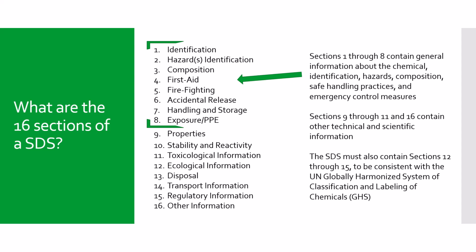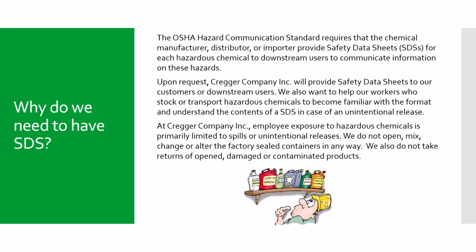Why do we need to have safety data sheets? The OSHA Hazard Communication Standard requires that the chemical manufacturer, distributor, or importer provide safety data sheets for each hazardous chemical to downstream users to communicate information on these hazards. Upon request, Krager Company will provide safety data sheets to our customers or downstream users.